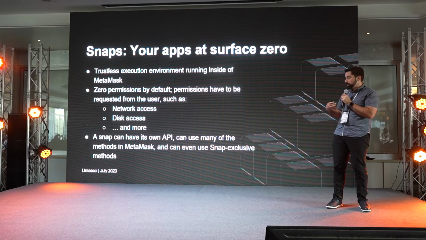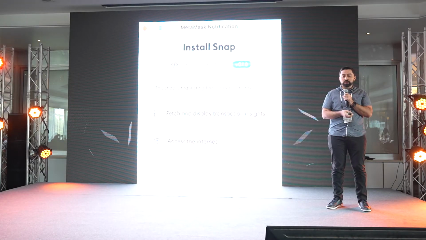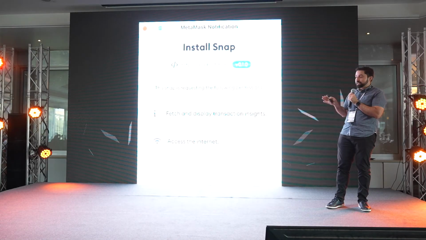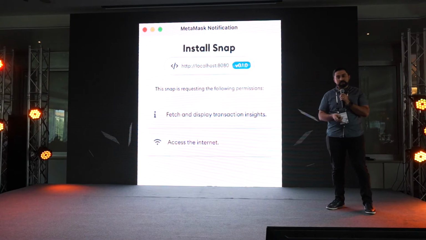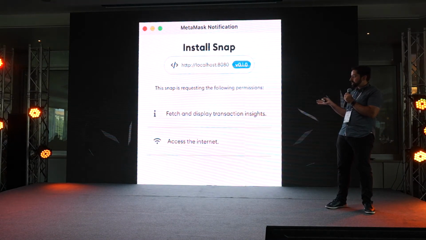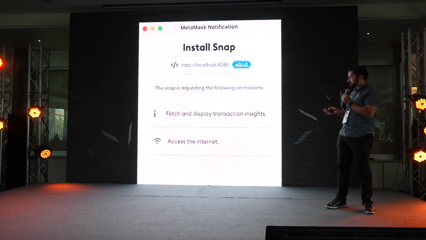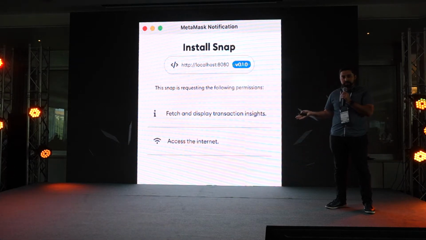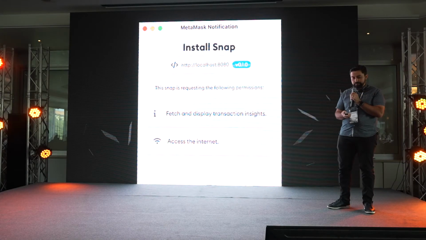And so this enables a lot of interesting use cases, which I'm going to show you in a moment. But first of all, when you install a snap, you see something like this. There's information about where the snap is coming from, some version information, and then various permissions that it's requesting. In this case, this is a snap that I'm installing into MetaMask, and it will do transaction insights, which I'll explain in a little bit, and it will have access to the internet, maybe to talk to some third-party server, some remote server, and get information.